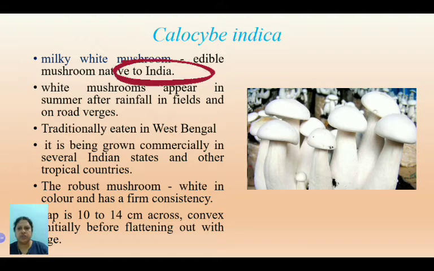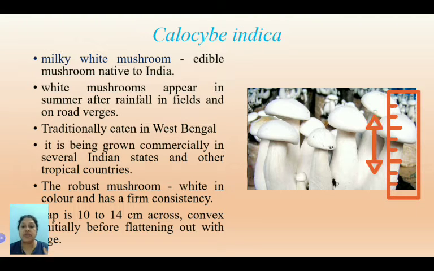This is very special to India, and it's native to India, and the color is very important. It is milky white in color. So the mushroom itself is called the milky white mushroom, and it appears after the rainfall. After the rainfall, you can see it on the field or on the sides of the roads, and mostly in West Bengal it is traditionally eaten as a vegetable. It is also commercially grown in the Indian states, and it is otherwise known as the robust mushroom because of the size. Robust means it's larger in size.